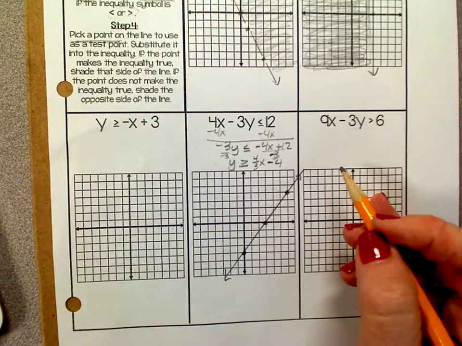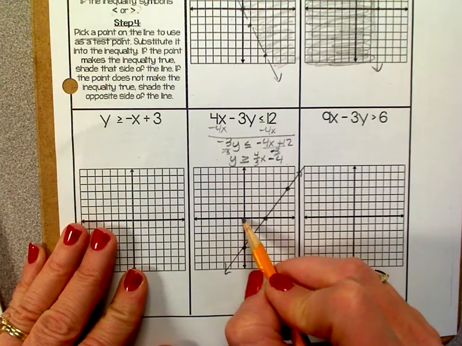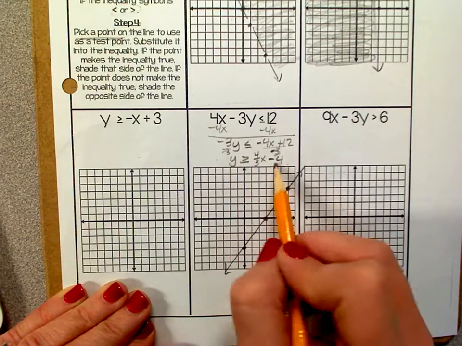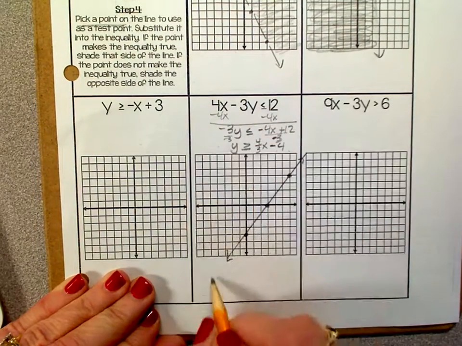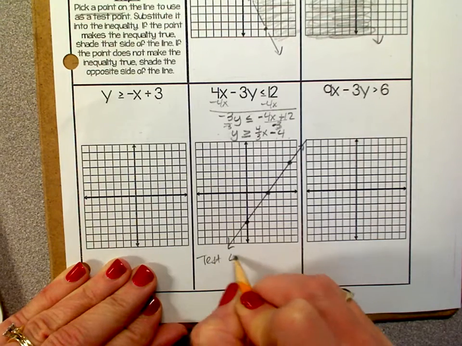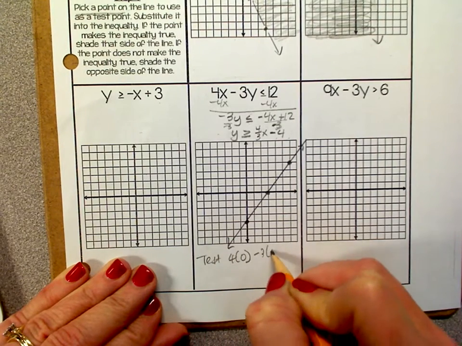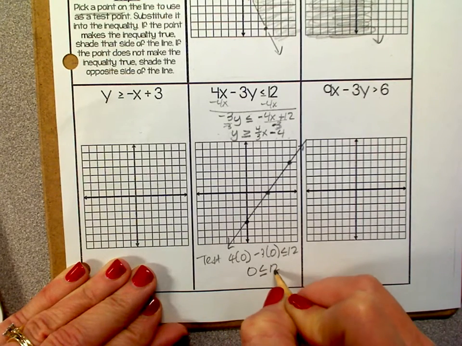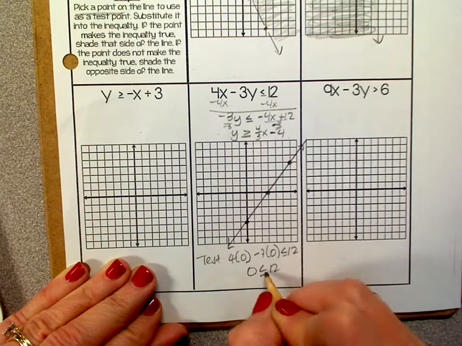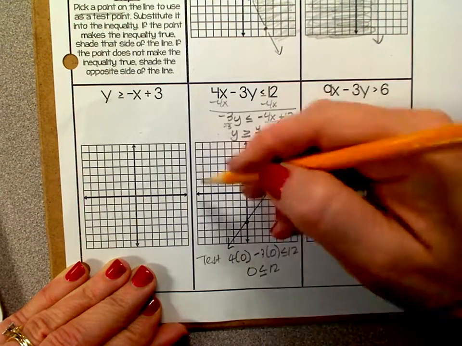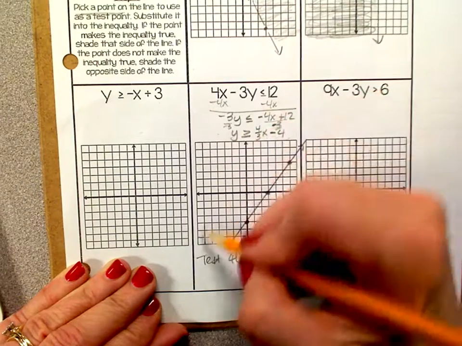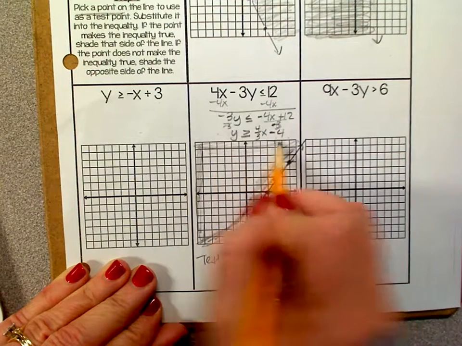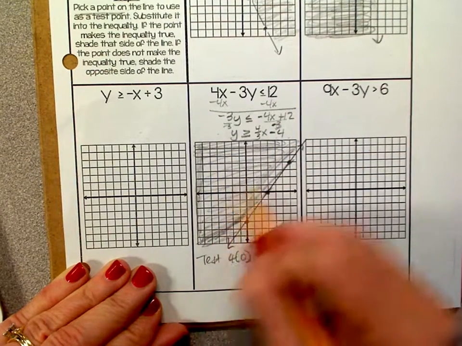All right, now, test a point. I like to test 0, 0. 0, 0 is the easiest point to test. You can test it here or you can test it here to see if 0, 0 works. So I'm going to test. Now you can do a lot of this part mentally, I'm okay with that. And 0 is less than or equal to 12. So 0 is a solution. So 0, 0 is a solution. So that means all of this part of it is going to be shaded in. So you're going to shade all that side in. Okay, so that's what you're doing.